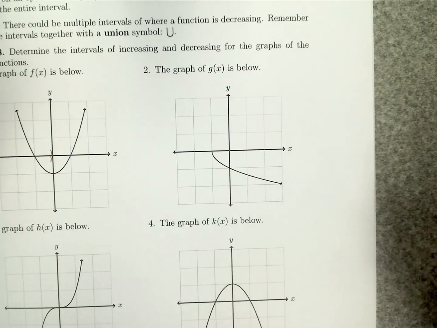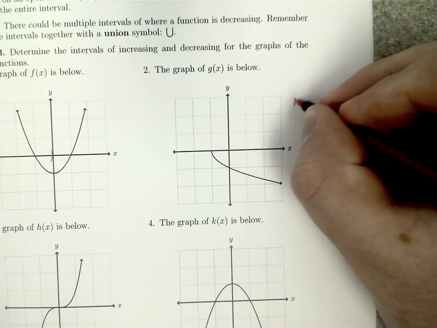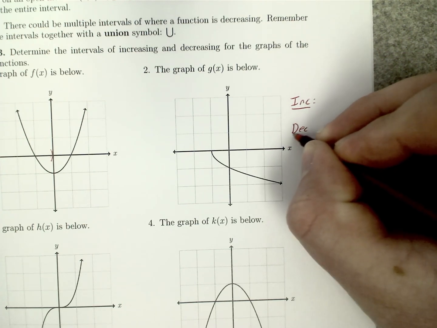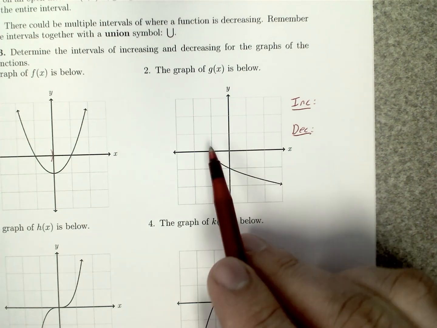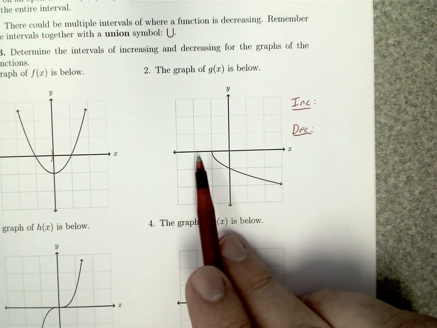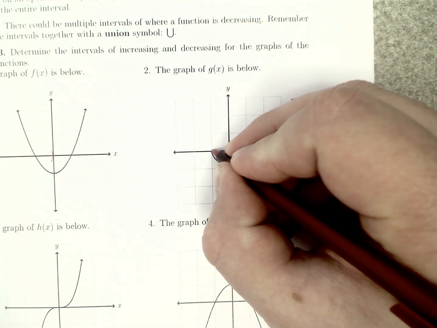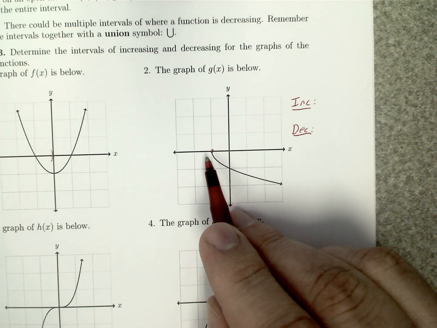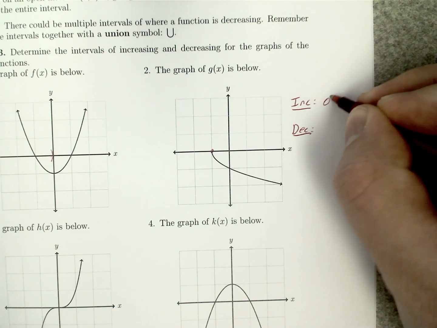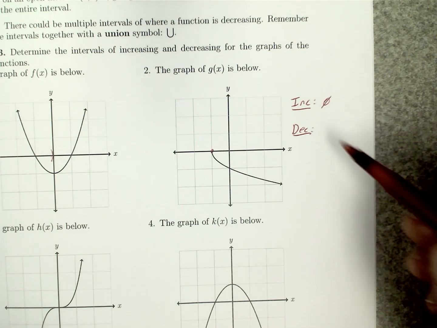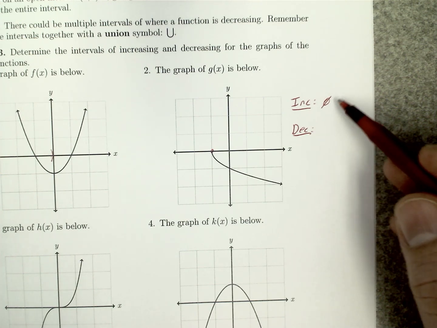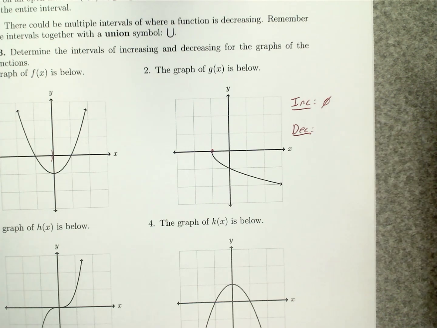Adjusting this over, we're going to do the same thing. We're going to try to find an interval of increasing, an interval of decreasing. Could be more than one interval, to be fair. As we go from left to right, do we ever see it go up? The graph doesn't start until right here, but as you go from left to right, it's always going down. So we don't have any intervals of increasing. I put a little circle with a diagonal dash through it, and that represents the empty set. There are no intervals of increasing.